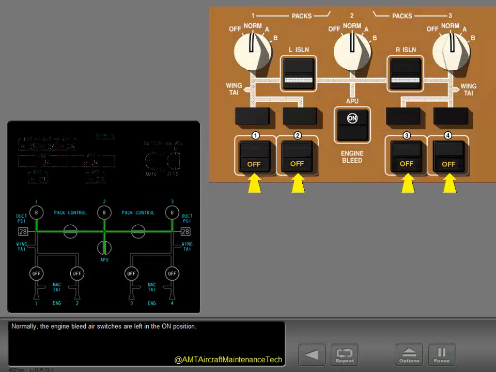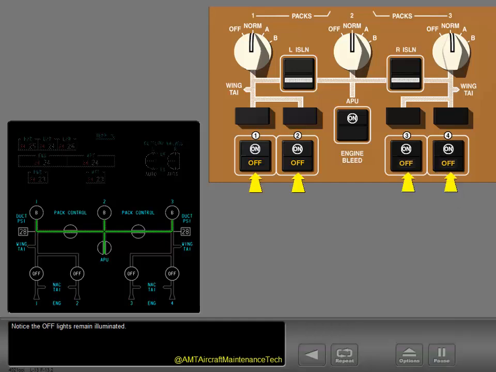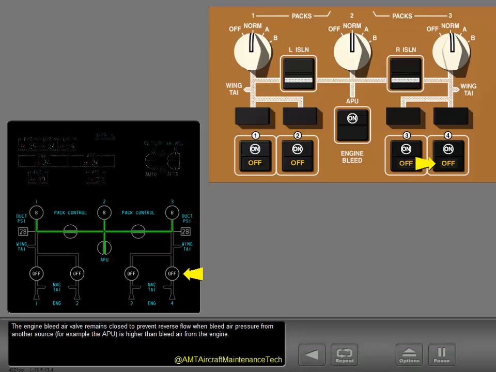Normally, the engine bleed air switches are left in the on position. Push all 4 engine bleed air switches to on. Continue. Notice the off lights remain illuminated. The engine bleed air valve remains closed to prevent reverse flow when bleed air pressure from another source, for example the APU, is higher than bleed air from the engine.